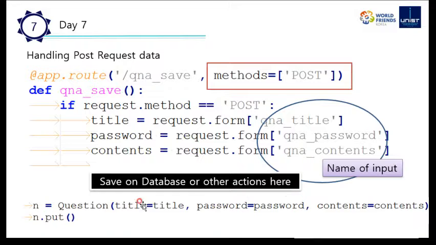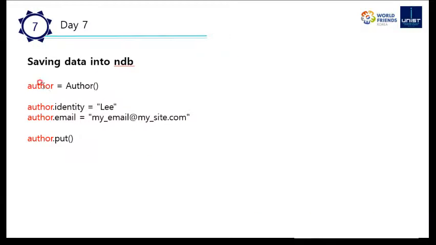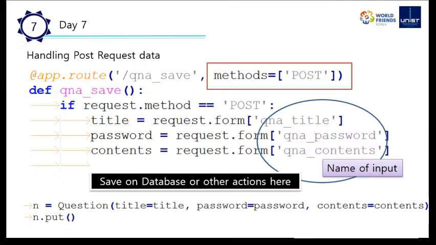And to save this, you can set this in a single line. Here we did it like this: author equals, and author dot column name, author dot column name. But you can do this in a single line with the model name and the column name and the value, column name, value, column name, value, and then dot put to save into the database.